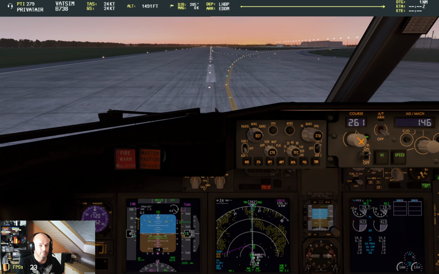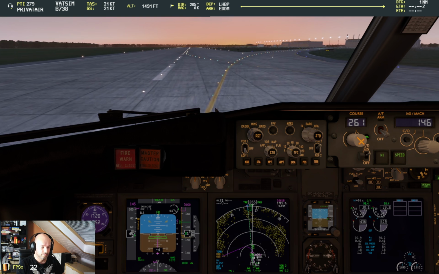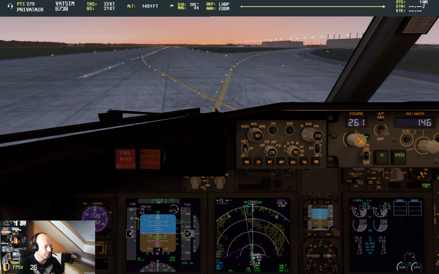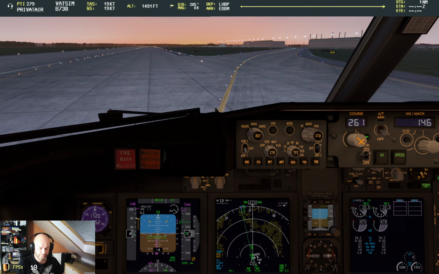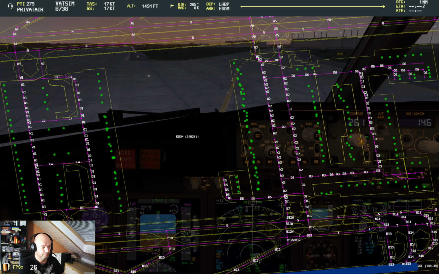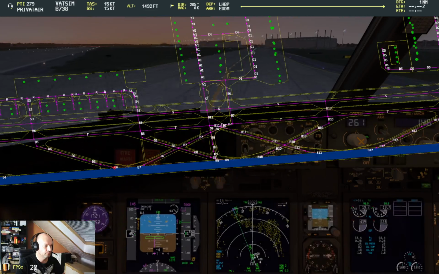Request Center Control. 26 left and 26 right, QNH 1020, enter control zone via Hotel 1, Hotel 2. Delta Alpha India, active runway 26 left, right.